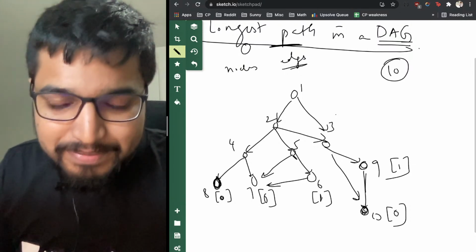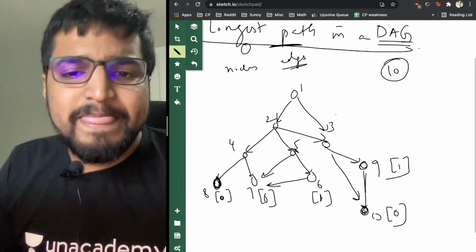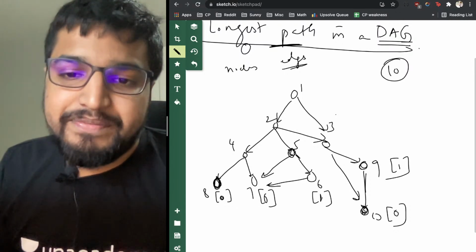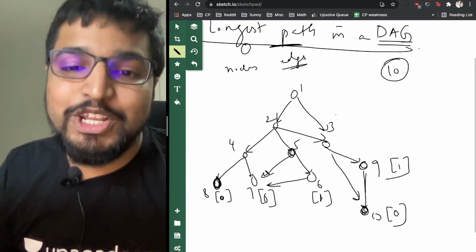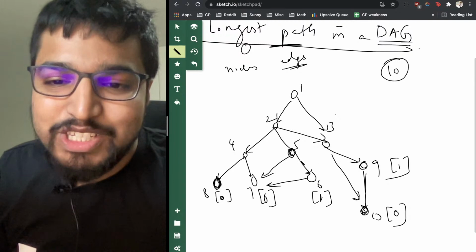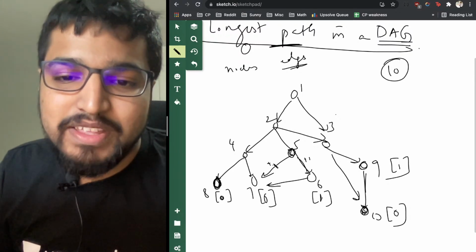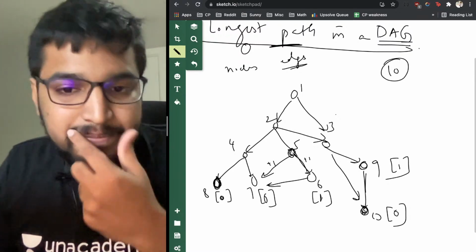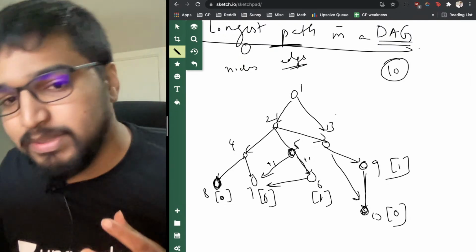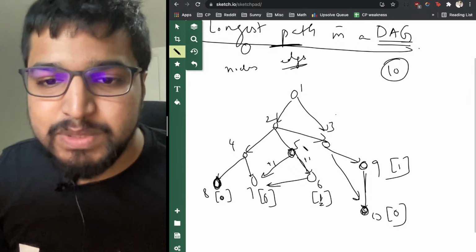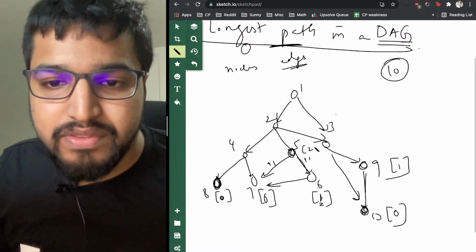Now let's look at 5. The longest path starting at 5. 5 can either go to 6 or 5 can go to 7. So it's either 0 plus 1 or 1 plus 1. So every edge is basically plus 1, right? And since we need the longest path, we can either go to 7 directly, or we can go to 6 and then the longest path from 6. So the answer for this would be 1 plus 1, 2.